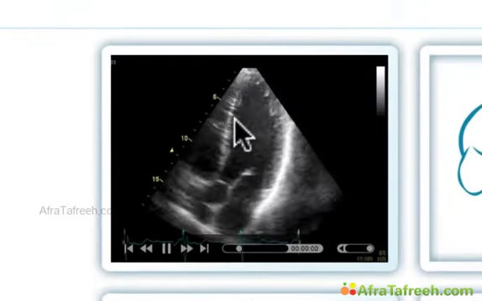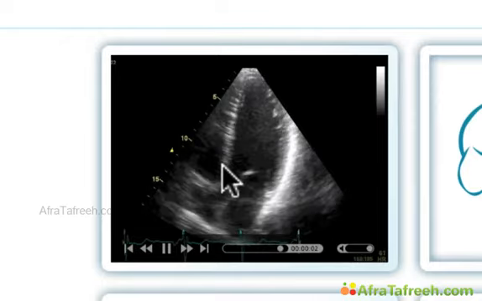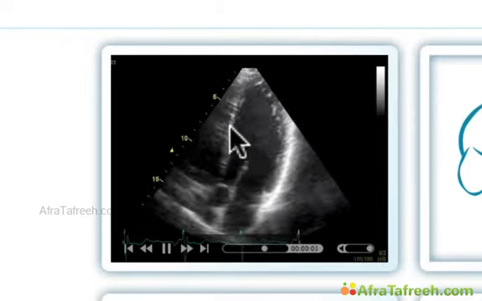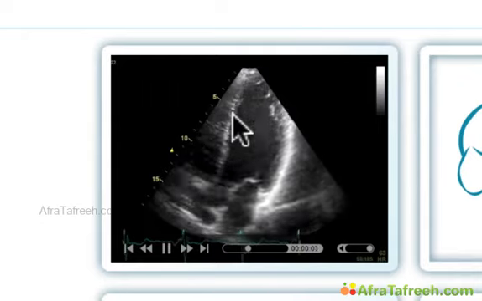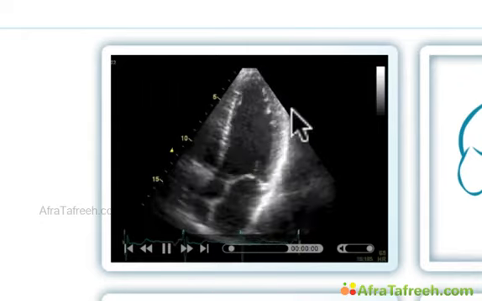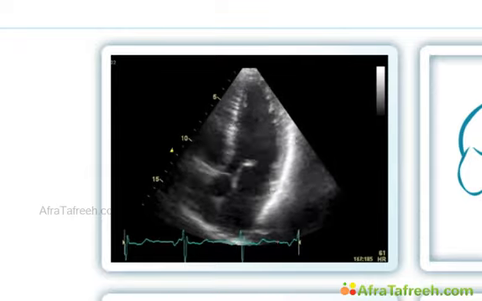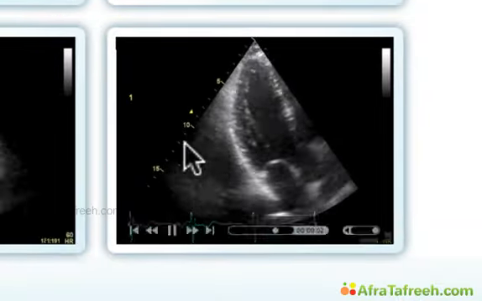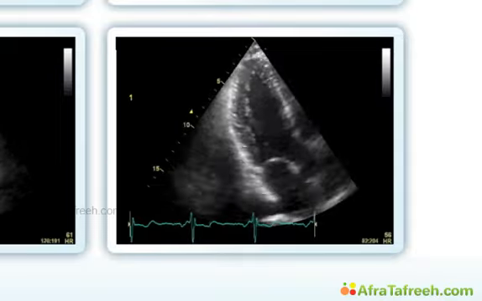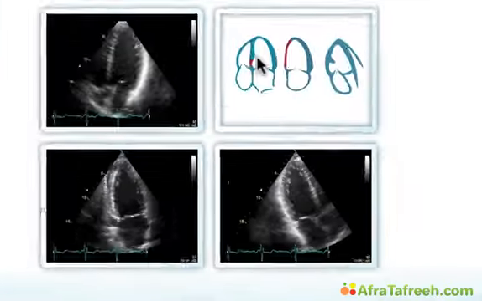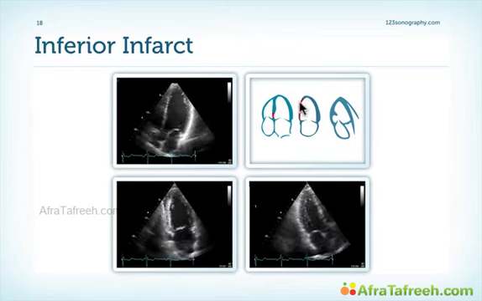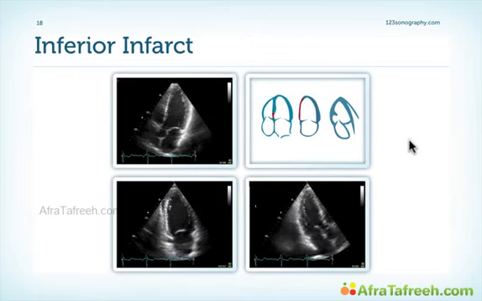If you look at the four-chamber view, the wall motion abnormality is here, basal inferior septum, and also ranging into the mid-inferior septum. No wall motion abnormality here in the lateral wall, and also no wall motion abnormality here in the three-chamber view. So this segment and these segments are affected.